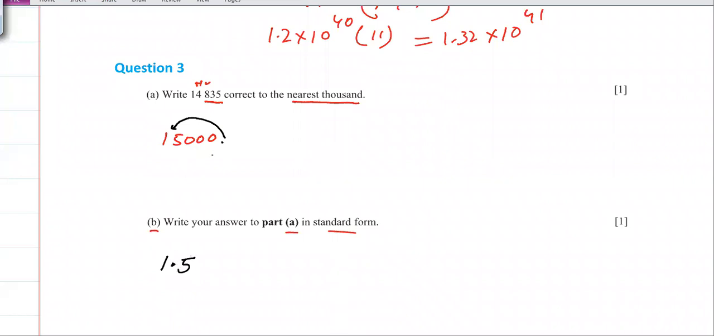1.5, ending 0. No need to write the ending zeros for writing in the standard form. So you write 1.5 into 10 to the power. How many digits did we cross? 1, 2, 3, 4. We crossed 4 digits, so 10 to the power 4. Because when you write in the standard form and you move the decimal from this side, the power of 10 will be positive, and if you move the decimal from left to right, then the power you will write as negative. Okay, so we wrote this one in the standard form.